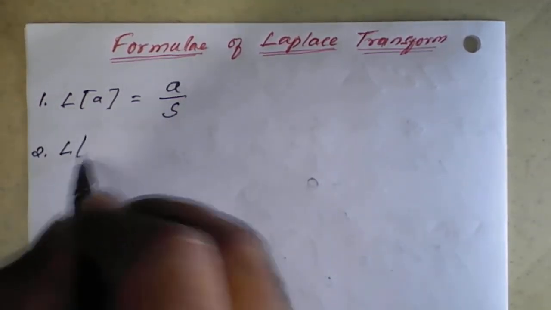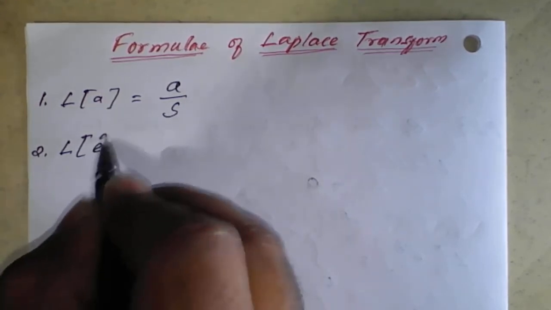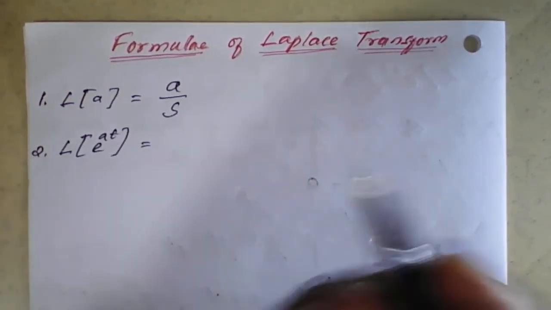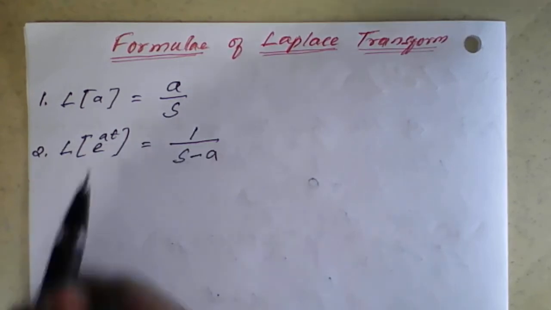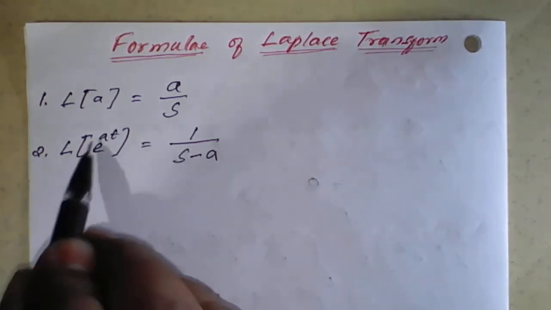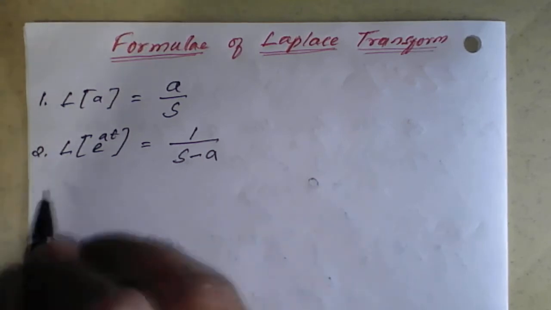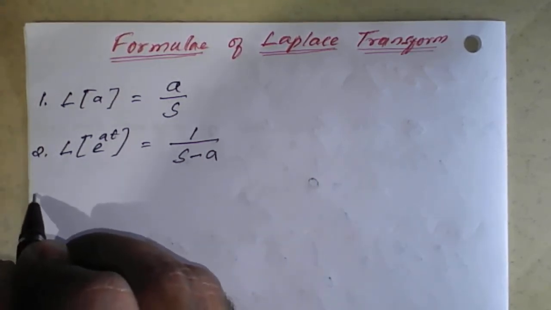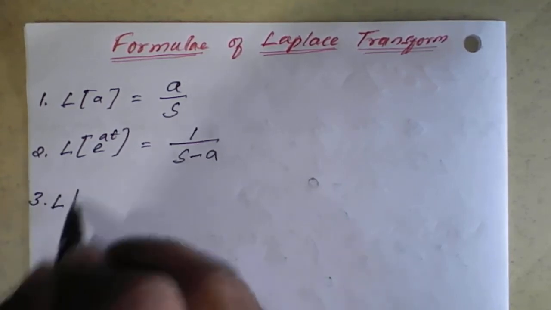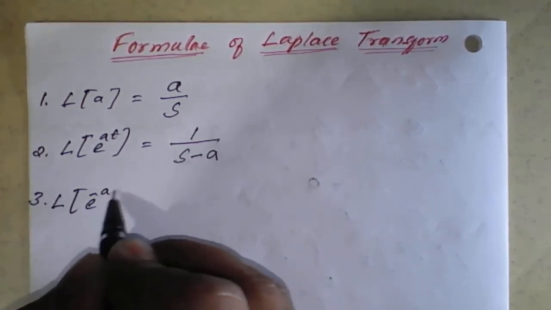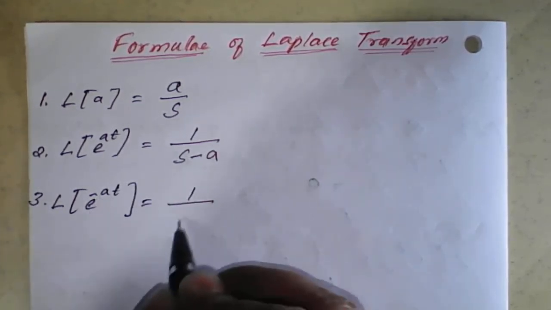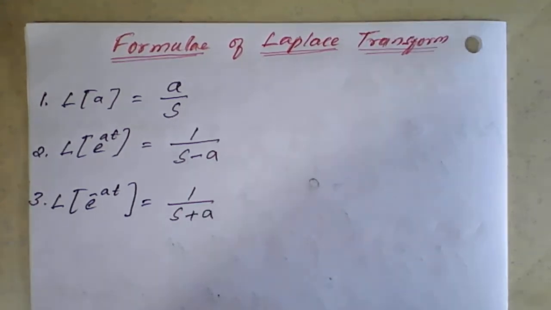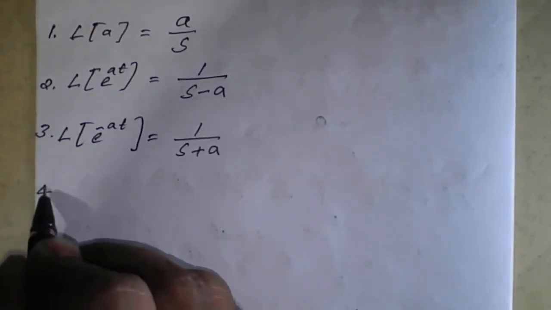Second formula, which we also proved in the previous class: Laplace of e raised to at is nothing but 1 upon s minus a. If it is plus a, we'll get minus a, and if it is minus a, we'll get plus a. I will consider one more formula, formula number 3: Laplace of e raised to minus at is equal to 1 upon s plus a, because of this minus it will become s plus a.